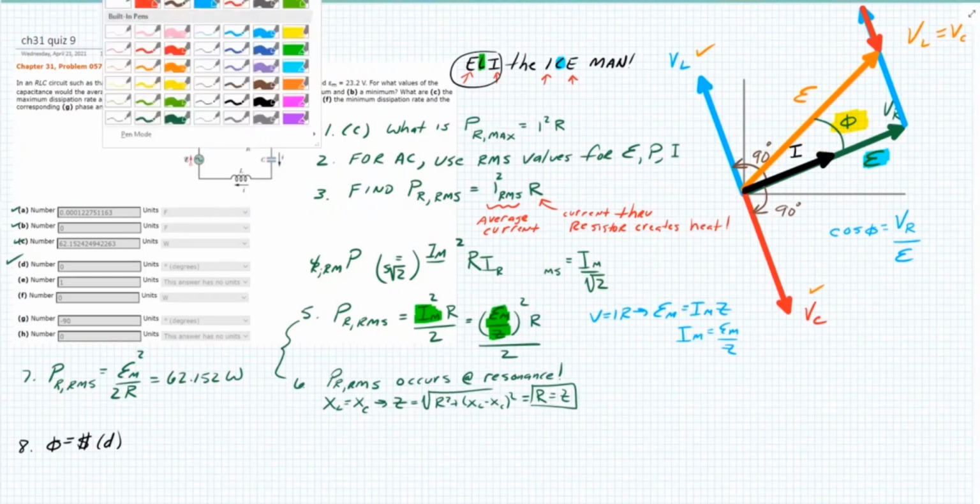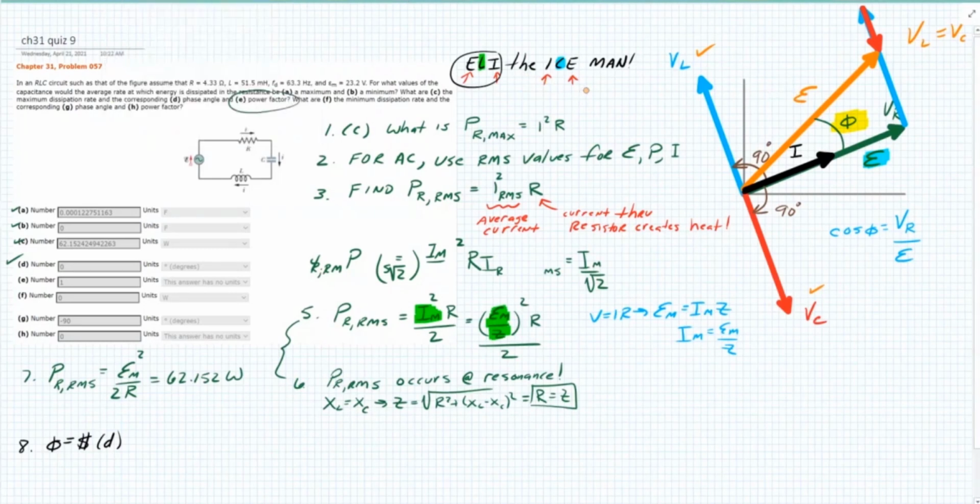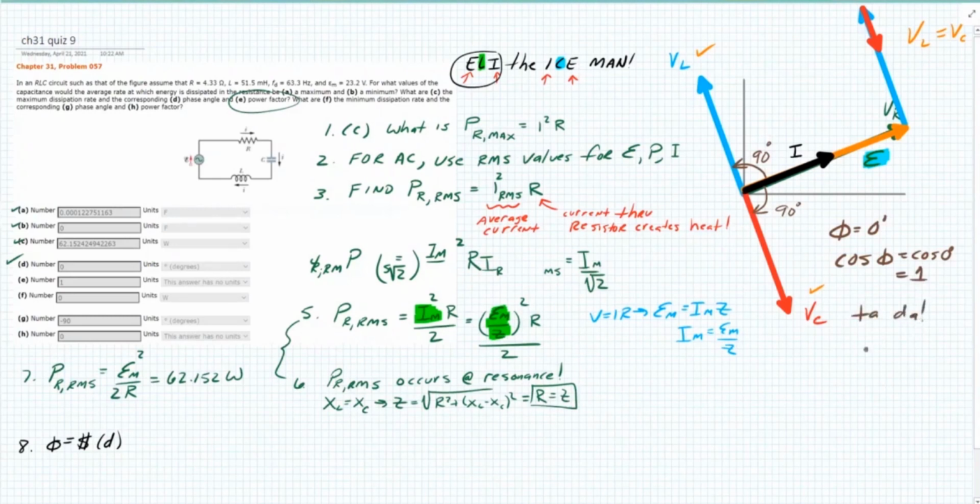So in this particular case, this is what we have here. At resonance, this is our phasor diagram. At resonance, phi equals 0. There is no angular separation between the EMF and the circuit current. And that means in our rating system, cosine of phi equals cosine of 0 equals 1. And ta-da, 1 is the greatest possible power factor.